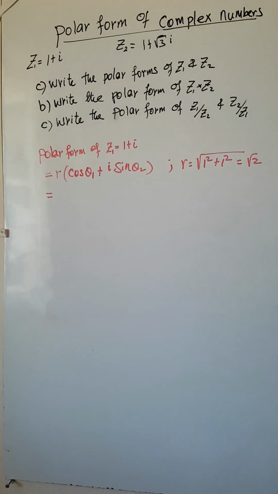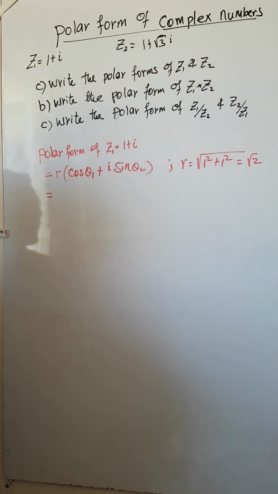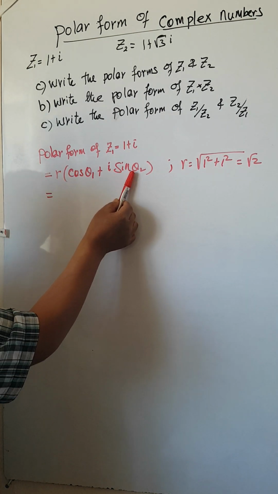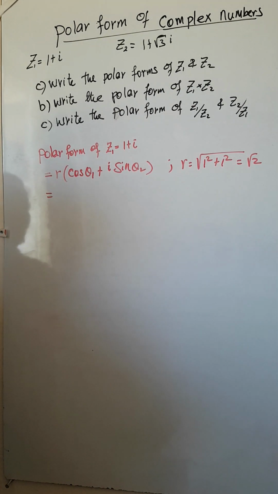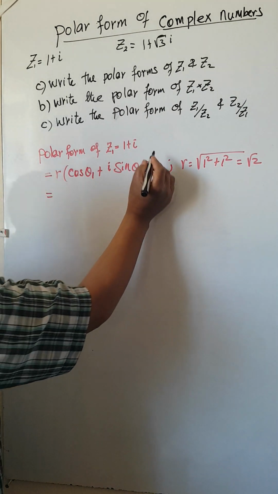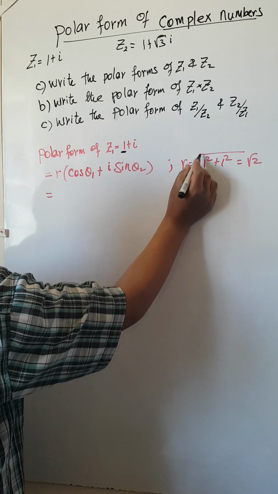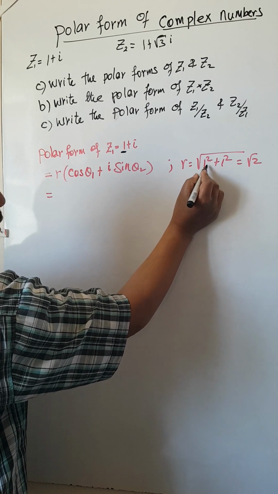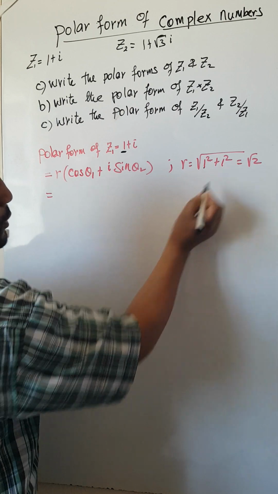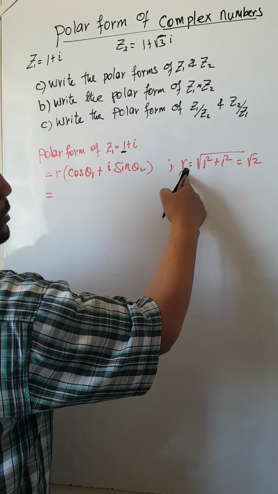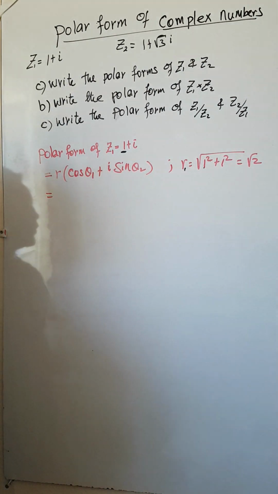Let's see how we write. The polar form of z1, 1 plus i, is represented as r times cosine of theta plus i times sine of theta. And r is the modulus of z, which is equal to the square root of the sum of the square of the real part and the square of the imaginary part. In our case, the real part is 1 and the imaginary part is 1, so r1 is square root of 2.